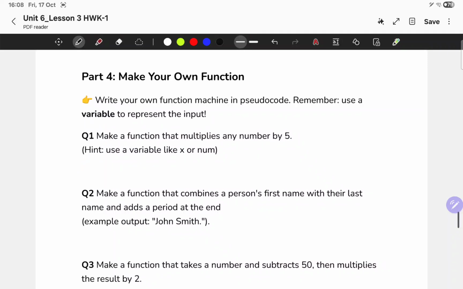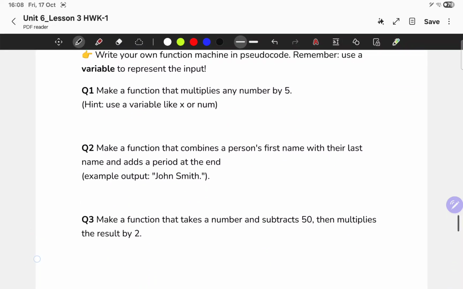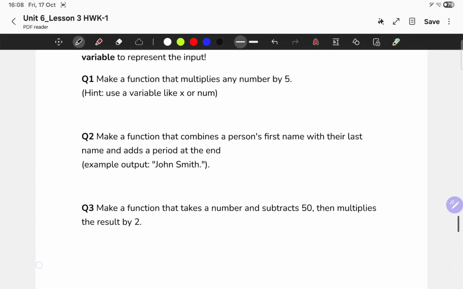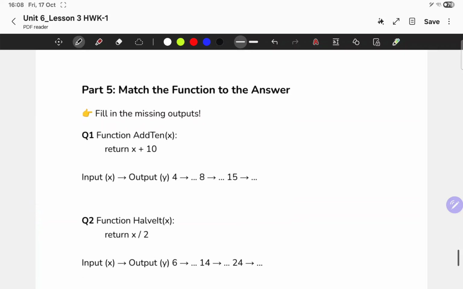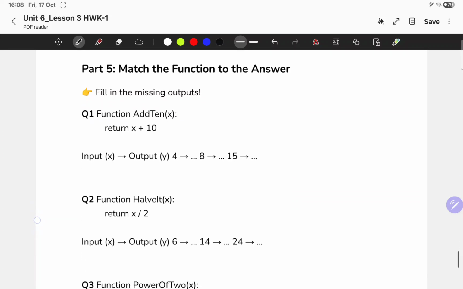Now, I want you to make your own functions here. And you guys have been doing really good with this in the previous assignment. So I have no doubt that you guys can do this. So we're going to go to question number 5, or part 5. So fill in the missing outputs. So return x plus 10. So this would be x, this would be x. So x plus 10, 14, 18, 25.